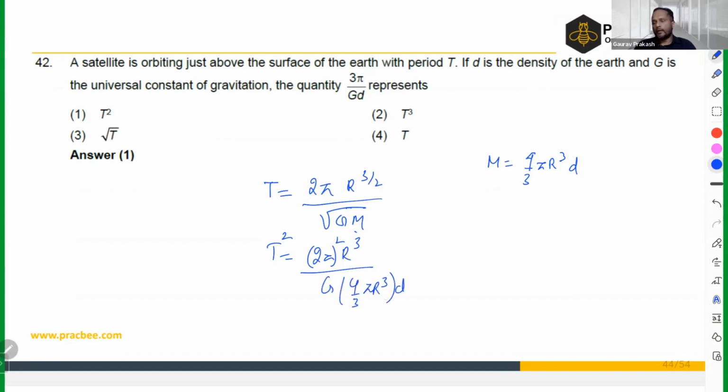So we have to find out the value of 3 pi by G d. So this is 4 pi square and this gets cancelled out. We have 3 pi r cube, so r cube also gets cancelled out. So we have 3 pi upon G d is equal to T square. So the first answer is right.